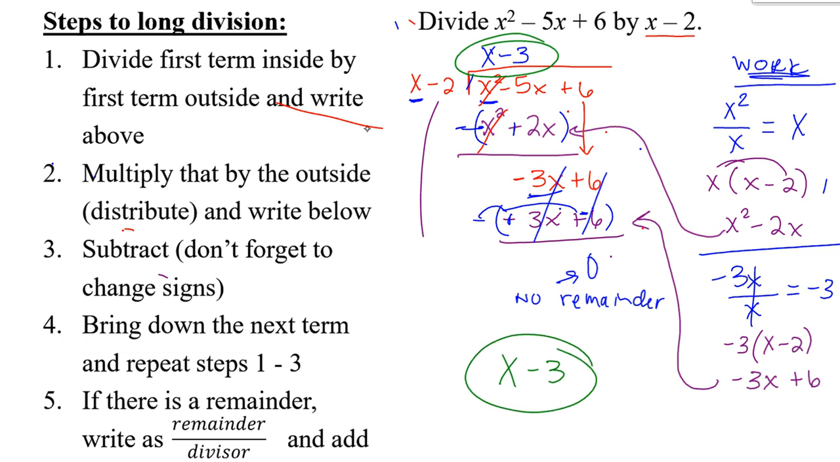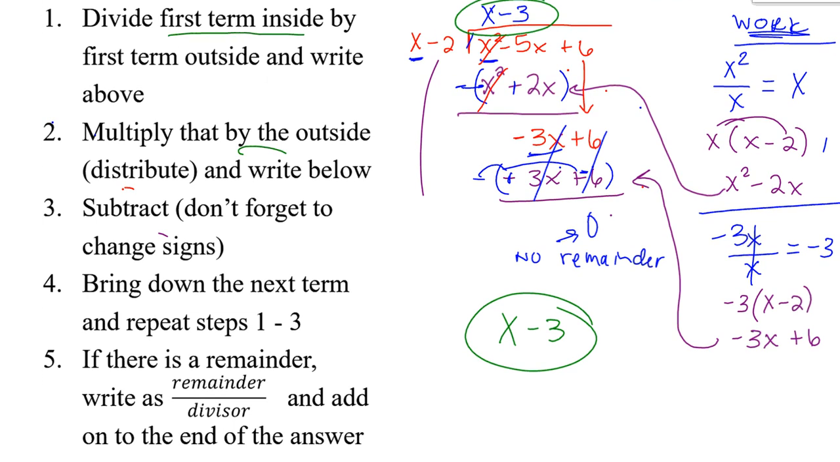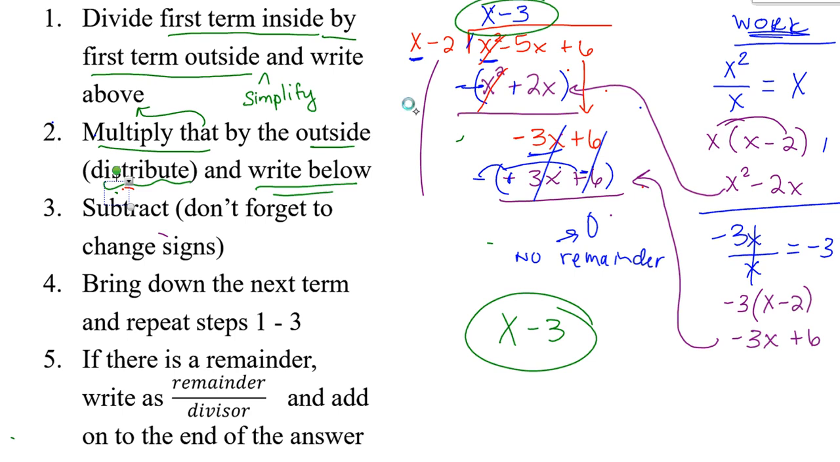So here's the steps kind of in words. Now this is one of those that if you practice, it clicks a little bit better. But it's always divide the first term on the inside by the first term on the outside. And then you write that answer above. And I'm going to say simplify right here, because you're always dividing. So you're going to subtract powers or divide numbers. Then you multiply that, this thing that you wrote above, by the outside. That's the divisor. And you're going to distribute. It'll always be distribute. And then you write that below. Okay, that is this step right here.